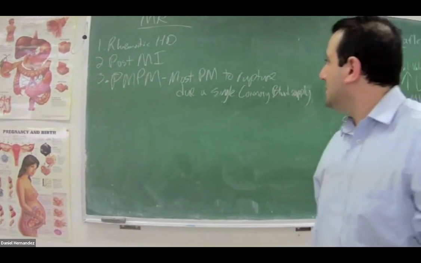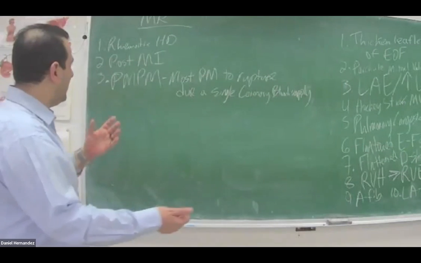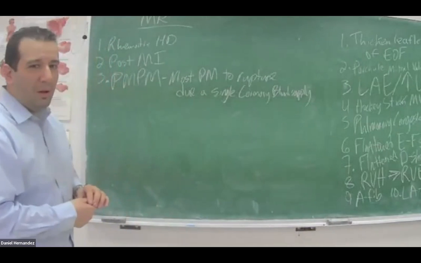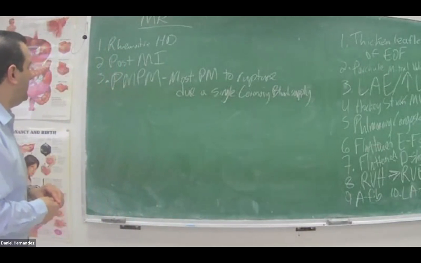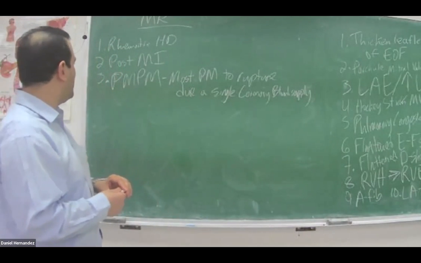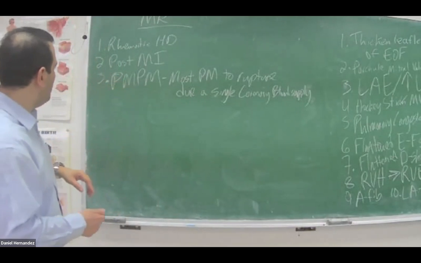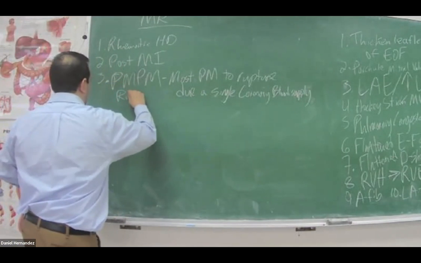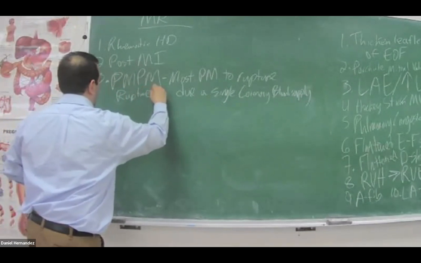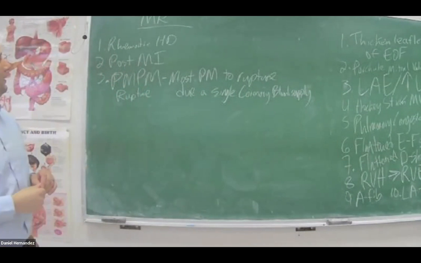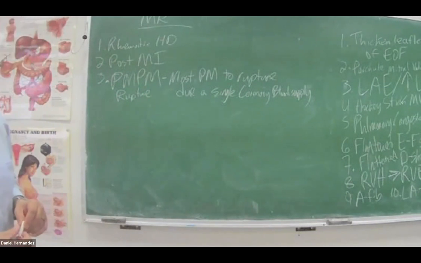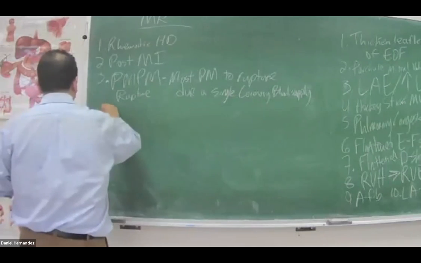All right, so other causes of mitral regurg. So we've got rheumatic heart disease, post-MI. That could be due to wall motion abnormalities or actually ischemia to the papillary muscles themselves. Papillary muscle rupture. Other things that could cause MR. MVP. Yes, absolutely. Mitral valve prolapse. Very good.